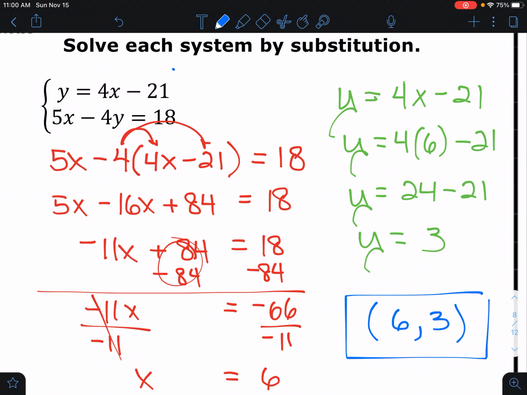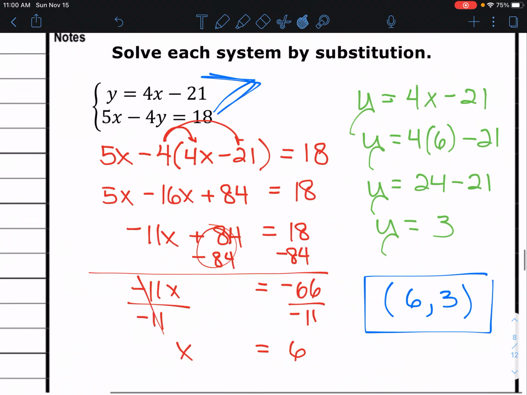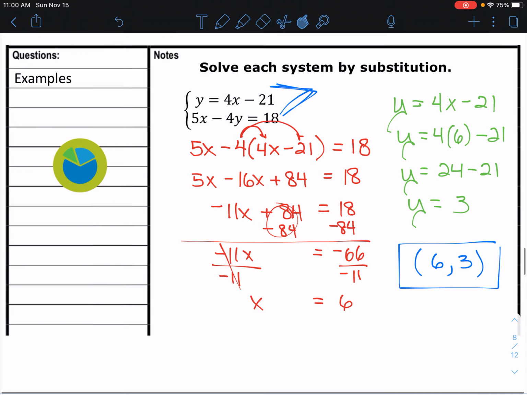This is where these two lines cross. Okay, remember those are both representations of lines. Okay, so we've just solved using substitution. We started by substituting, thus the name. Okay, let's do one more. Make sure you feel comfortable with this.